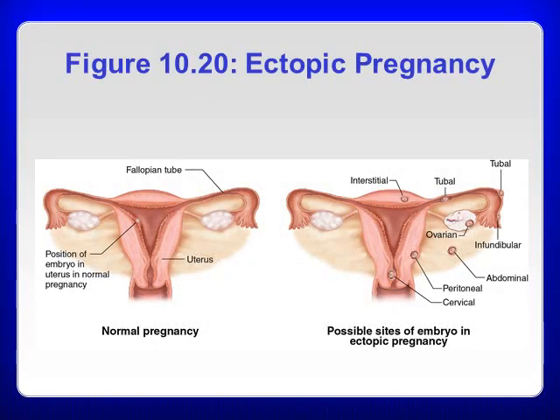And then this is showing some of the different areas where a possible ectopic pregnancy can occur, and there are different types you can see. Any of those regions would be a problem. Again, the implantation of a normal pregnancy, on the left-hand part of the screen, is in the uterus within the endometrial lining. If that happens anywhere else, there are severe complications that can result.